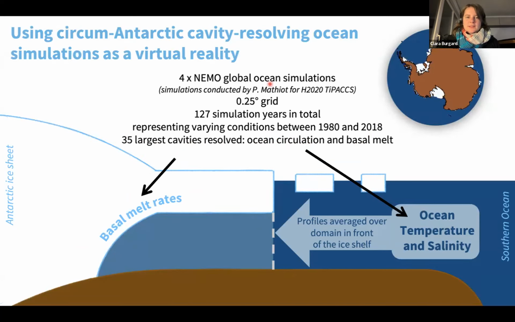Basically what this simulation gives is the ocean temperature and salinity in front of the ice shelf as we need as input for the parametrizations. We process them to make profiles averaged over a given domain in front of the ice shelf. Then the simulation also gives these basal melt rates so that we have our reference to compare to. And then we can put our parametrization in between and see if what comes out compares well to what NEMO does.